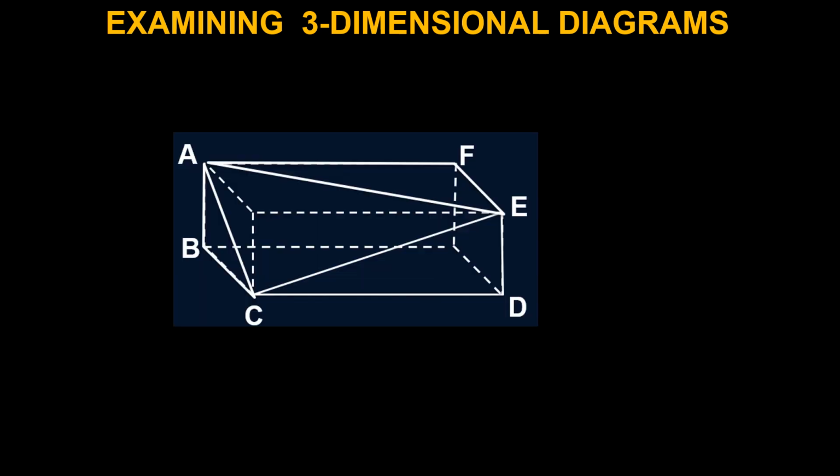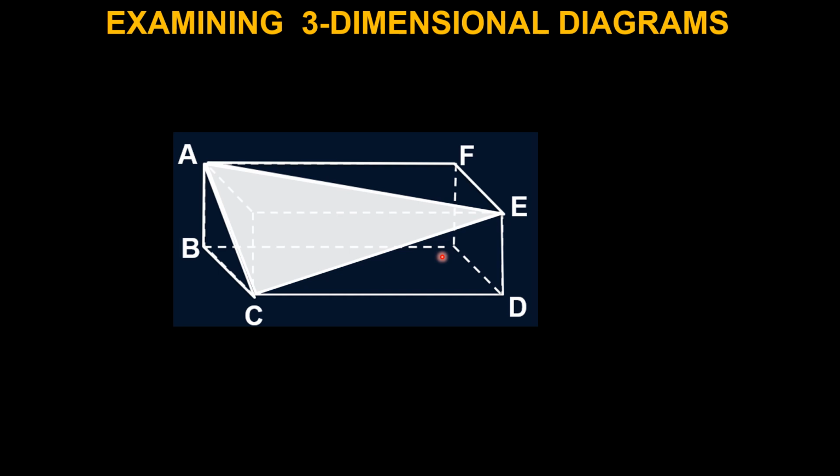Now, first of all, we're going to examine some 3D diagrams for you to see how we can have triangles in 3 dimensions, in different planes. Let's take a very basic one here. Here we have a rectangular block, and in this rectangular block we have cut off one of the corners, so I have a triangle ACE. Let's just show you that. So that one is removed there.